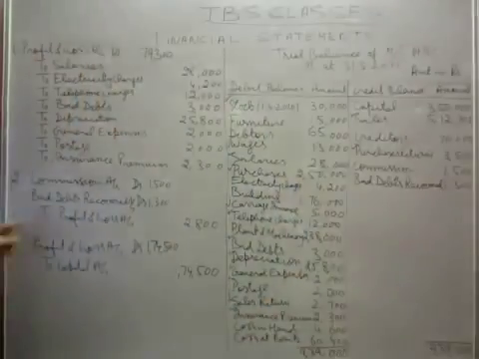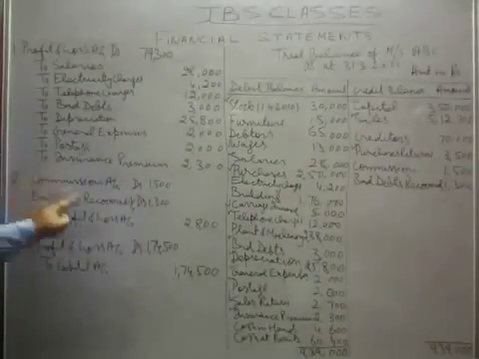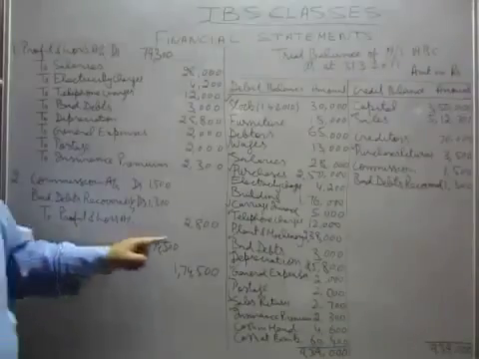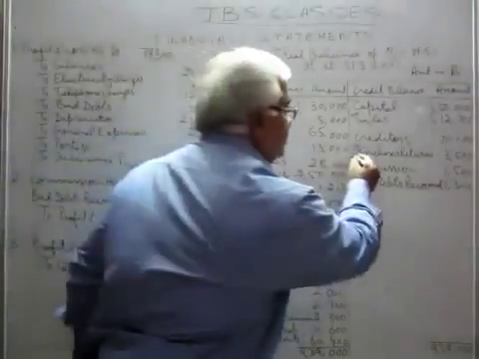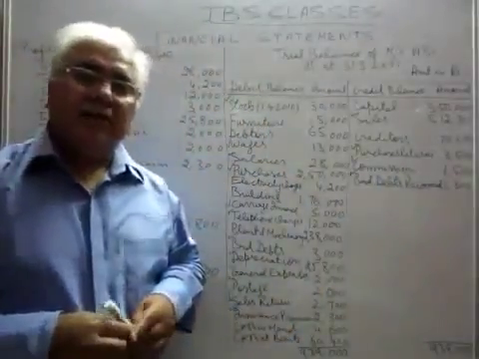And what should be the entry for this? Commission being a credit balance, so it will be debited, and profit and loss account will be credited. Similarly, here we have bad debts recovered account. Now what are bad debts recovered?